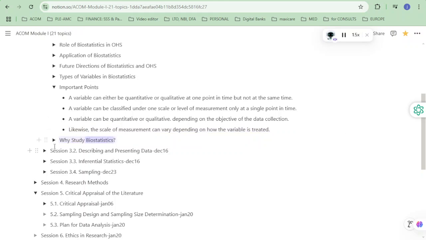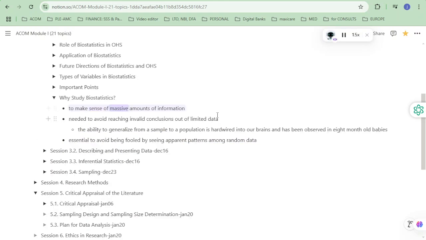Why study biostatistics? To make sense of massive amounts of information. Needed to avoid reaching invalid conclusions out of limited data. The ability to generalize from a sample to a population is hardwired into our brains and has been observed in 8-month-old babies. Essential to avoid being fooled by seeing apparent patterns among random data.